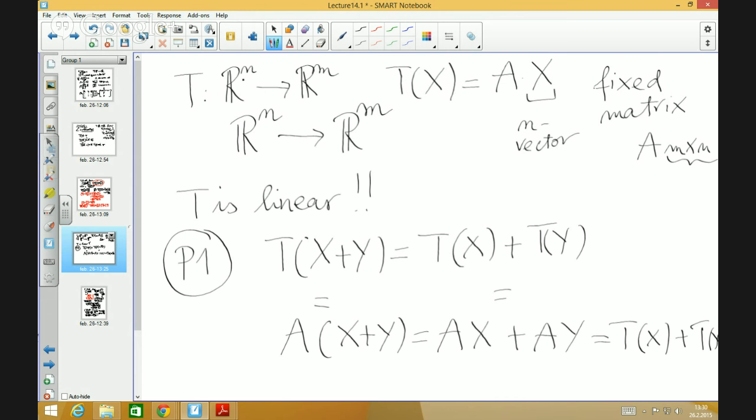So let's make it red. That's the way we go from here to there by going through these equalities. So far, so good. So if you have a matrix transformation, it satisfies one of the properties that linear functions must satisfy. Well, how about the other one? So what is the other one?